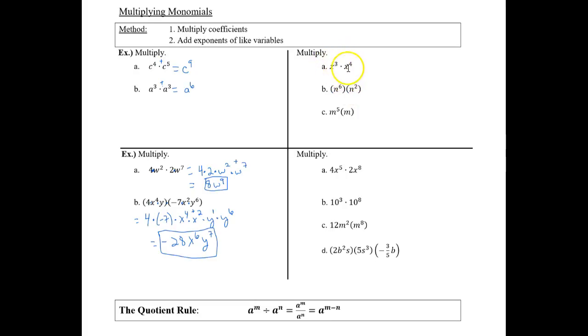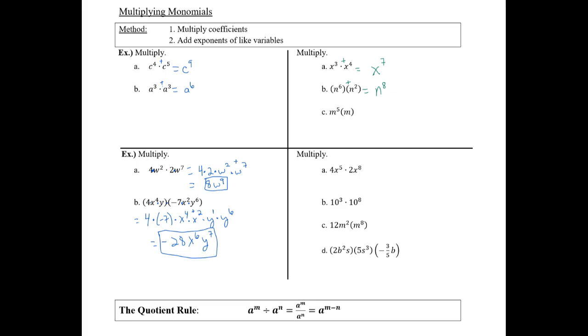Alright, looking at this example here in the upper right hand corner, x cubed times x to the 4th. I will add 3 plus 4 and get x to the 7th power. Part B, n to the 6th times n squared. 6 plus 2 is 8, n to the 8th power.